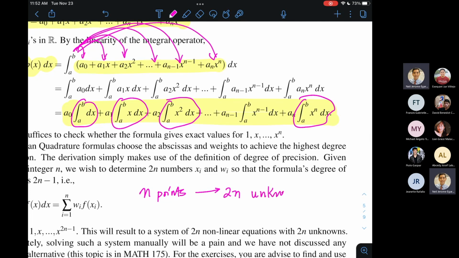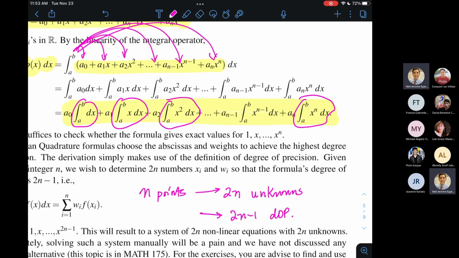And then these 2n unknowns can be shown to be able to guarantee that the degree of precision is 2n minus 1. So this is the maximum degree of precision, 2n minus 1. Okay? So i-review natin. Kung gusto mong gumamit ng n points, kailangan bigyan mo ako ng 2n numbers. Yung unang n, sila yung mga x sub i's. Yung pangalawang n, sila yung mga w sub i's. Tapos, itong n points na to will give me a quadrature formula of degree of precision at most 2n minus 1.